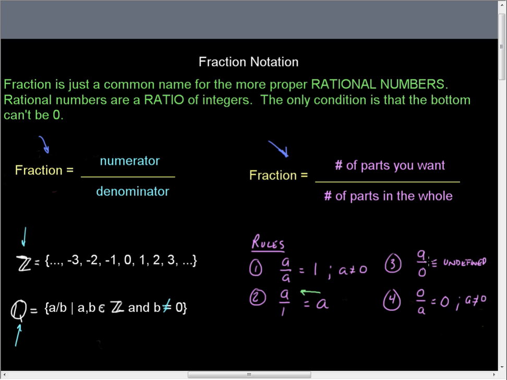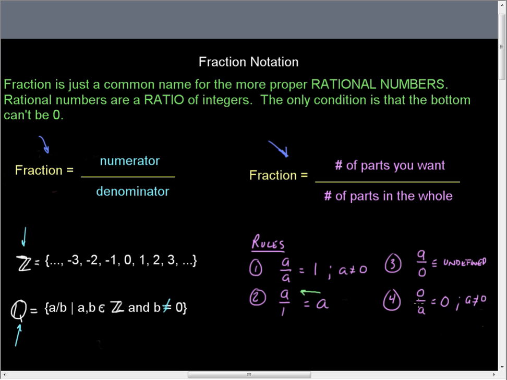Number 3: if you try to divide a number by 0, it is known as undefined. It cannot happen. You're not allowed. It doesn't make sense. I can't have a number of pieces of something that isn't there. It just doesn't make any sense.